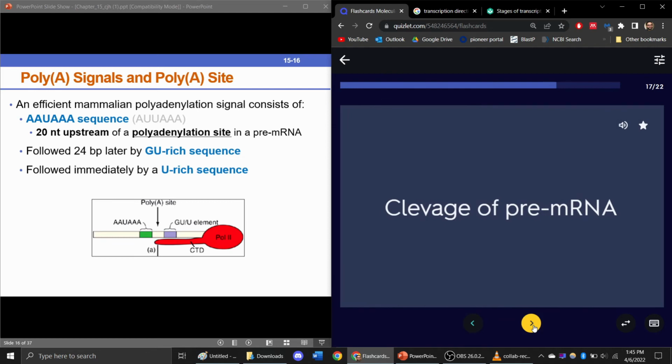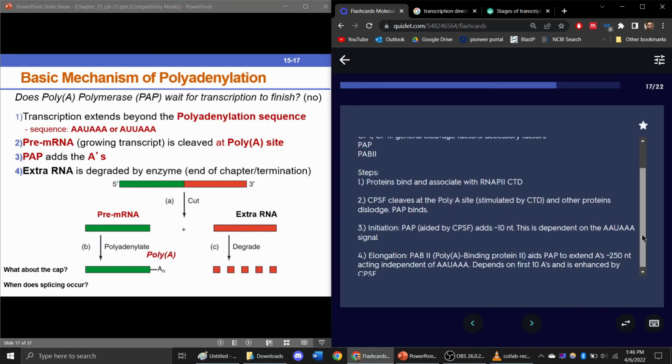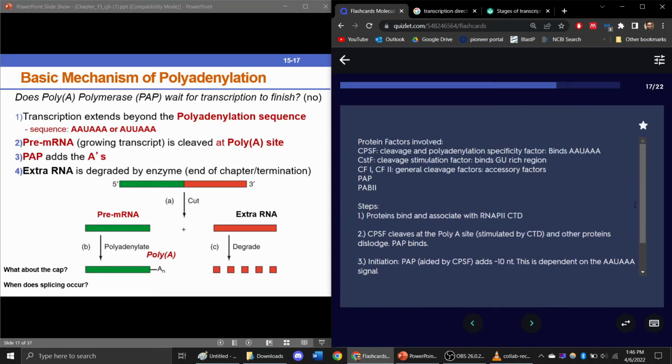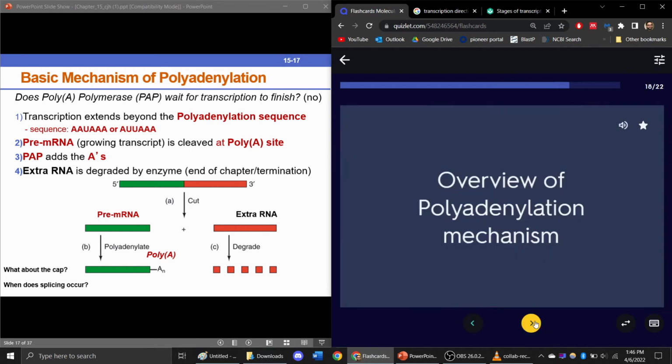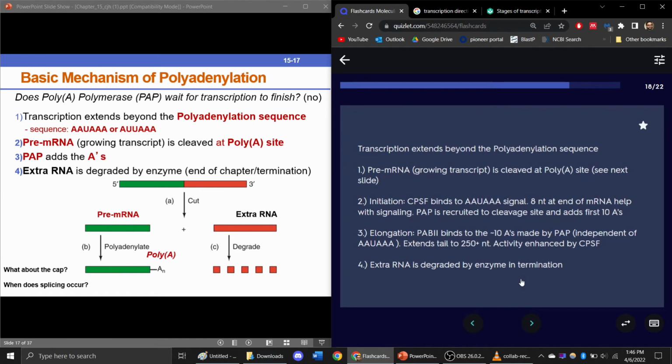So now we start getting into the steps here. I'll do this overview of polyadenylation first, and then I'll get into the individual steps in detail. So I'll go a little out of order with the Quizlets. The first step in polyadenylation is that you have your pre-mRNA, which is your growing transcript, and it's cleaved at the poly-A site. That's the cleavage step, so that's your first step.